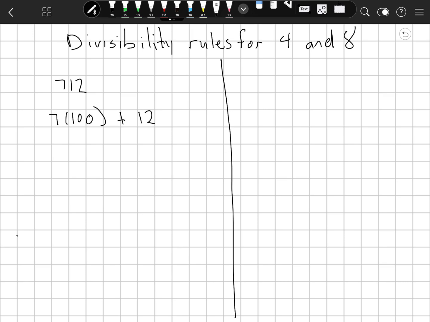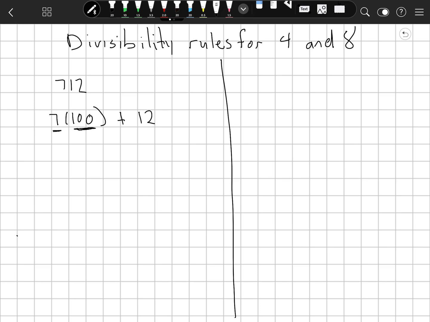So we kind of broke this up into two parts. We have the 7 100s and the 12. Well, let's look at 100. Does 100 divide evenly? Does 4 divide into 100 evenly? Is 100 divisible by 4? And the answer is yes. So we know that you'd have 25 there.